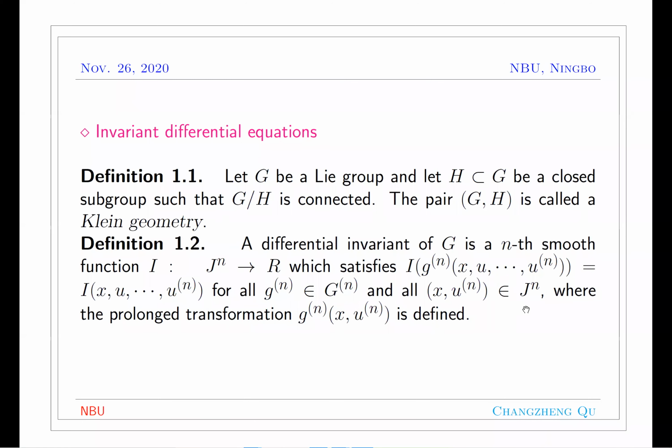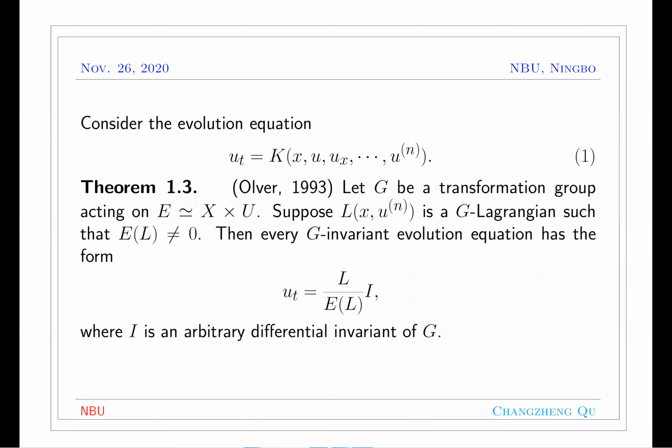A differential invariant of G is an nth order function which is invariant under the Lie group. Or we can define the invariant forms similarly to the differential invariant. In fact, many integrable equations arise locally from evolution equations of this form.